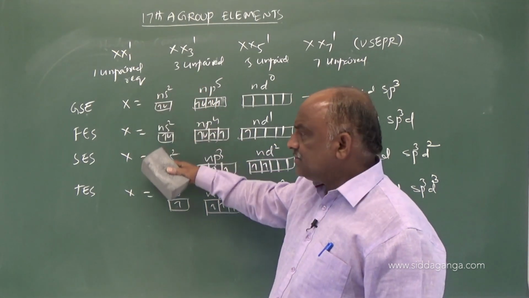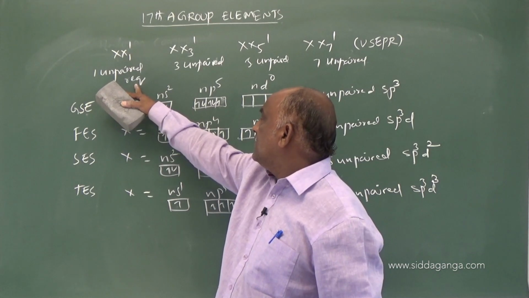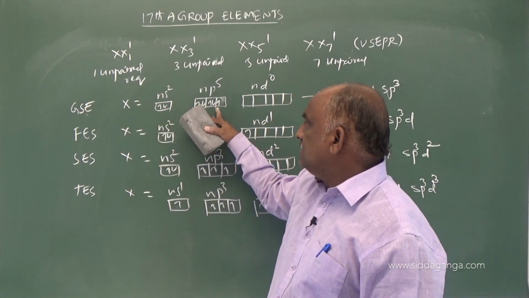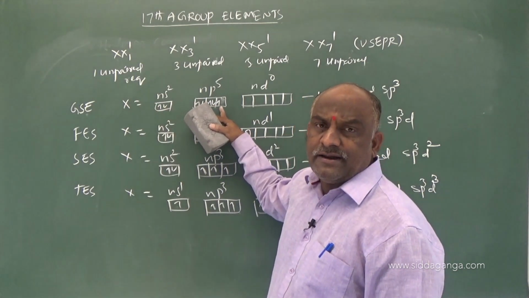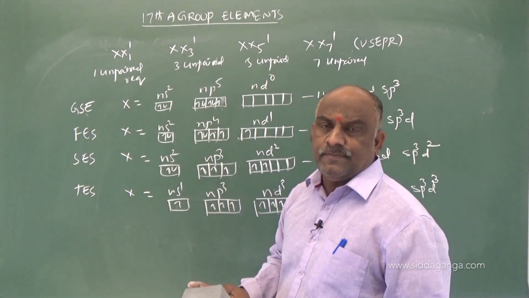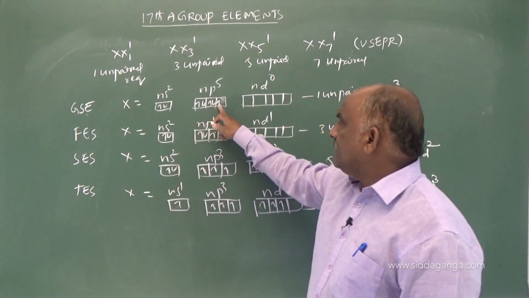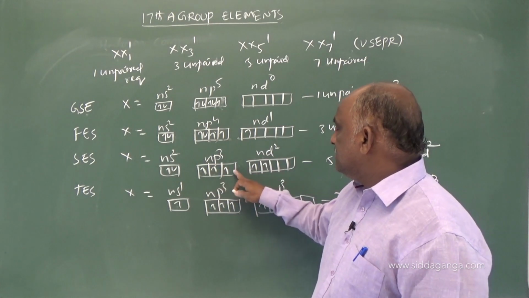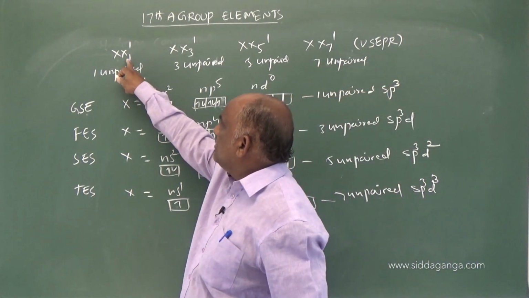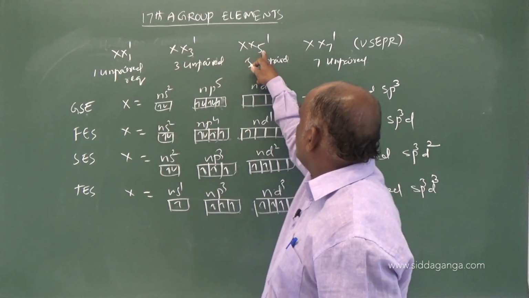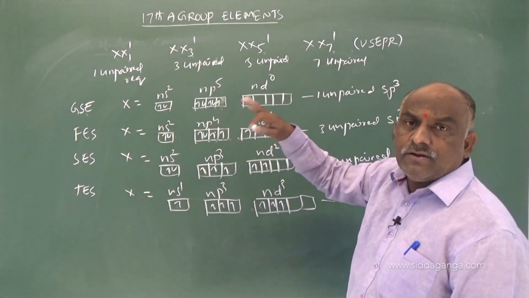While coming to the geometry of these molecules, observe the first example: 3 lone pairs, 1 bond pair. The number of unpaired electrons is equal to the number of bond pairs. Here 1 bond pair, here 3 bond pairs, here 5 bond pairs, here 7 bond pairs. Simply see this: 1, 3, 5, 7 bond pairs. Clear? The remaining are the lone pairs.